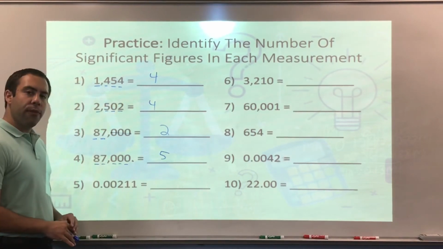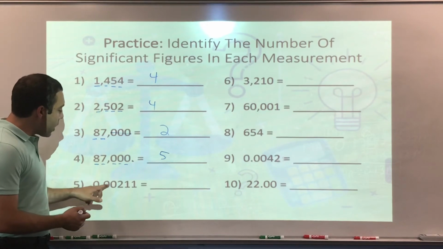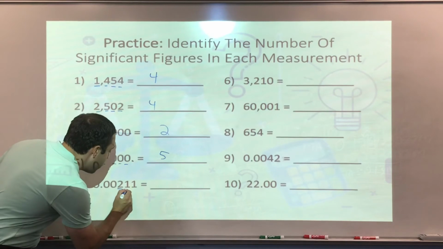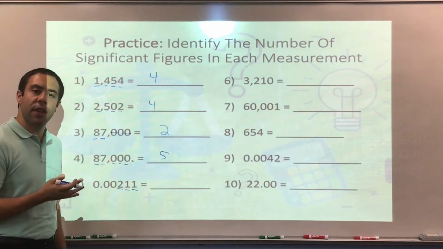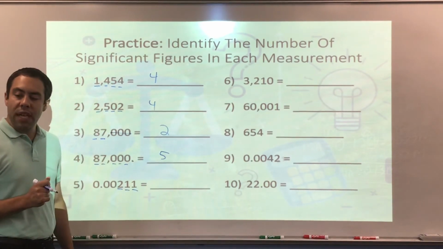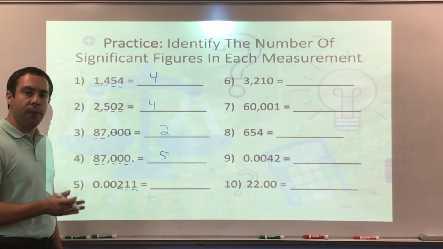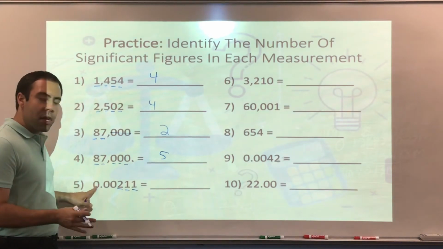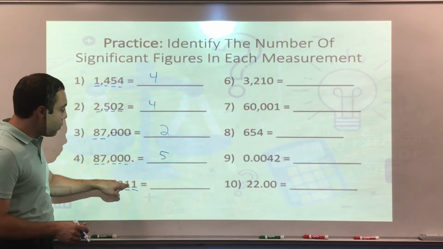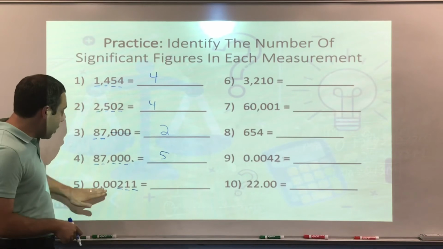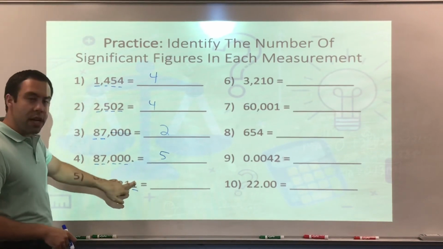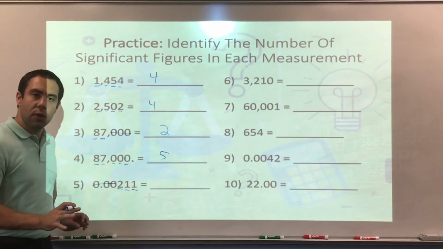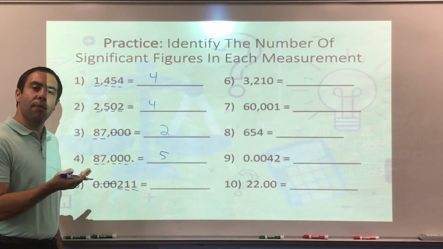For question number 5, we have 0.00211. Now we know the 2, the 1, and the 1 are going to be significant because they are non-zero. But here we are dealing with rule number 4, leading zeros. These zeros only exist to hold the place for the 2, the 1, and the 1. If those zeros were not there, those 3 numbers would not be in the right decimal place. So they're just placeholder zeros.